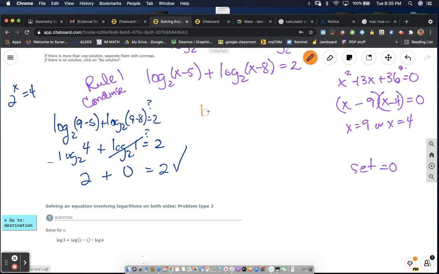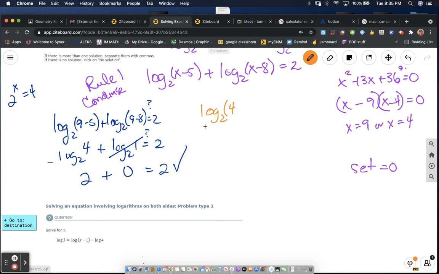So we go log 2 of 4 minus 9, plus, not minus 9. What am I doing? I plugged it into the wrong thing.